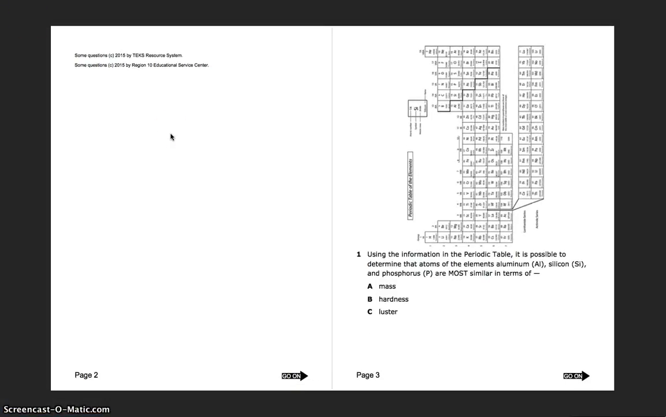Number 1. Using the information in the periodic table, it is possible to determine the atoms of the elements aluminum, silicon, and phosphorus are most similar in terms of A. Mass, B. Hardness, C. Luster.